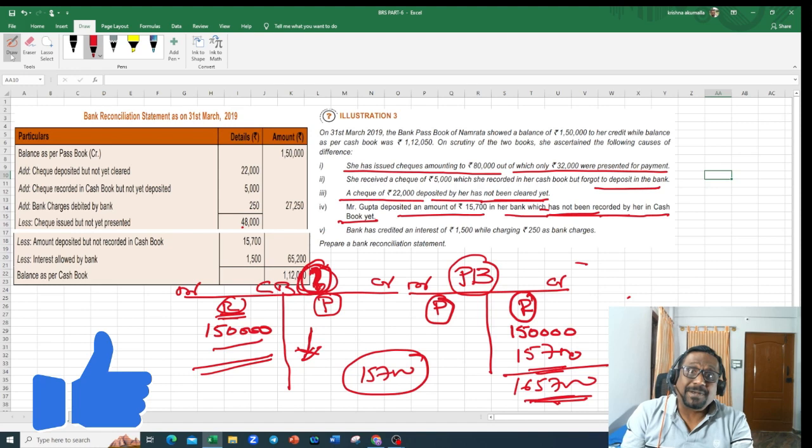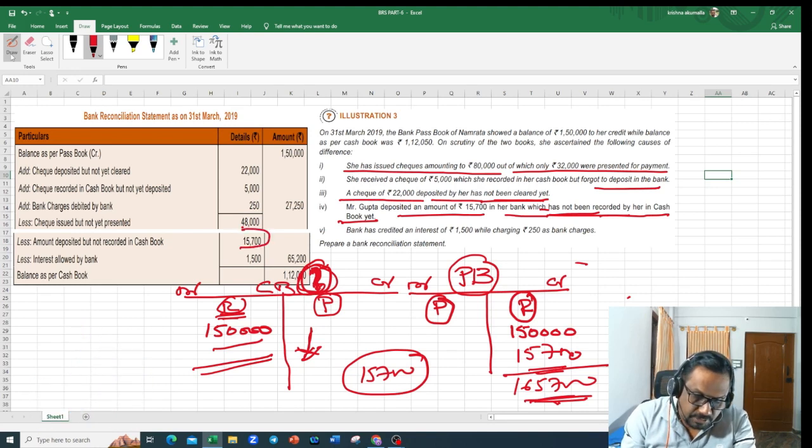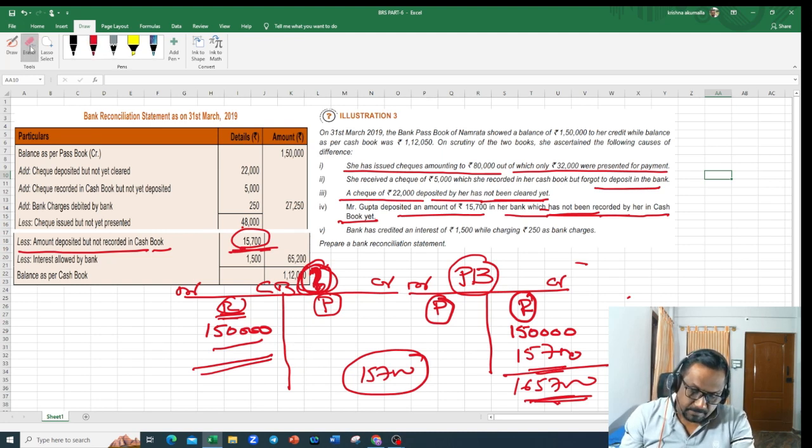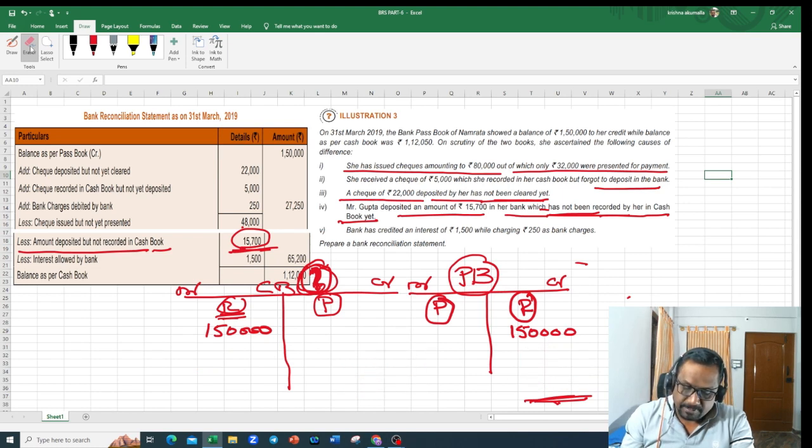Since this is reduced, what are we supposed to do? We have to subtract this. On the subtract side, what do we need to put? See here: amount deposited but not recorded in the cash book. So we have deposited but not recorded. Gupta directly deposited, but we have not recorded it in the cash book. That is the reason why this 15,700 has been shown under the less side. Okay, right. Let me clear this now. This pen seems to be good when compared to the earlier one, so I'm able to clear then and there. We are not wasting much time.